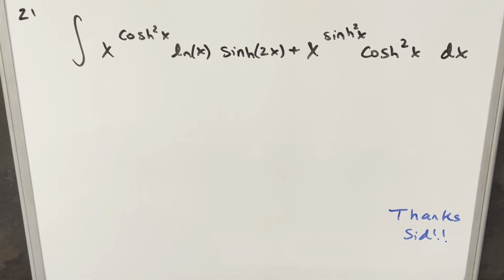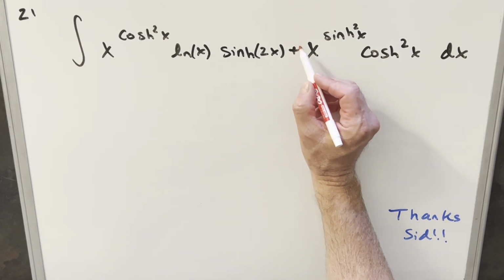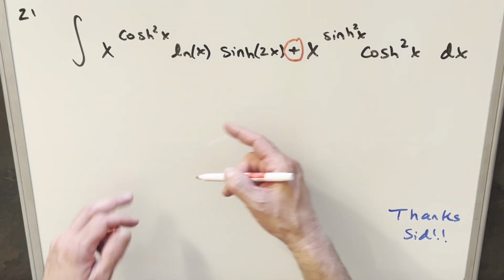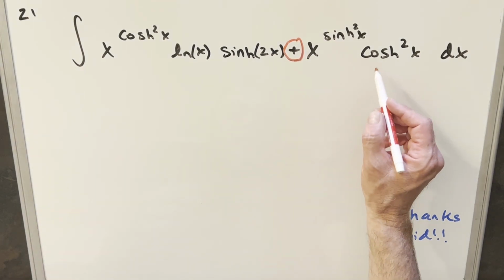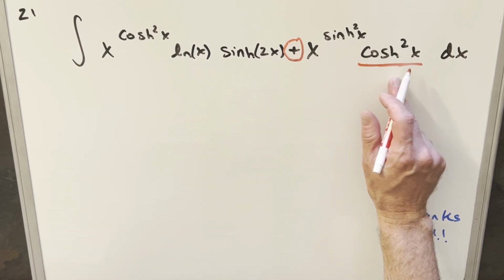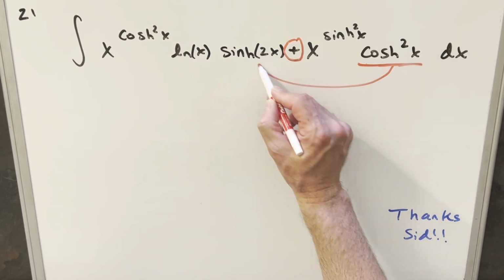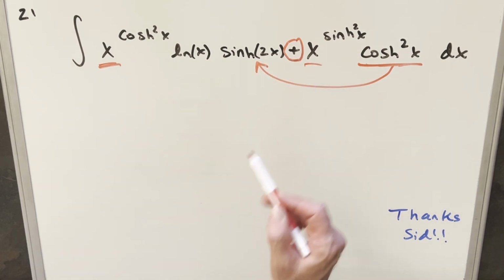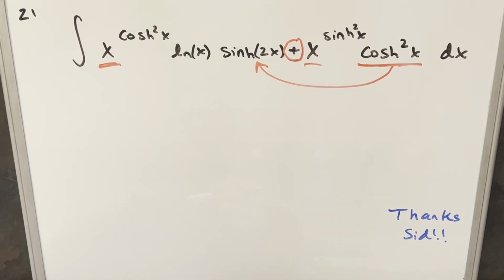Okay, now this one is kind of a puzzle, and the problem we have is it really looks like reverse product rule because we're adding two things. We've got some complicated expressions. The other thing is we've got a similarity here where the derivative of cos squared x is actually sinh 2x. With the similarity between this and this, it seems like it has to be some kind of reverse product rule, but it turns out it doesn't quite work that way.